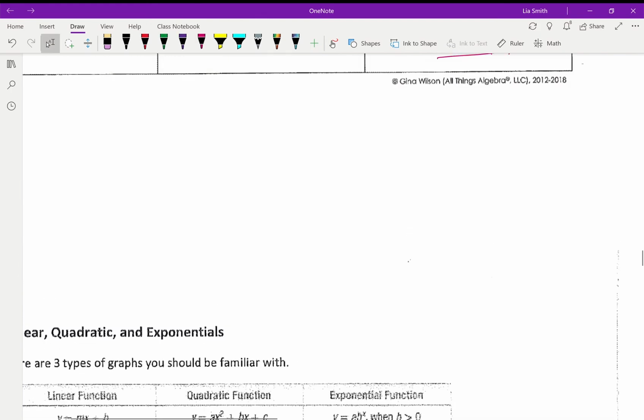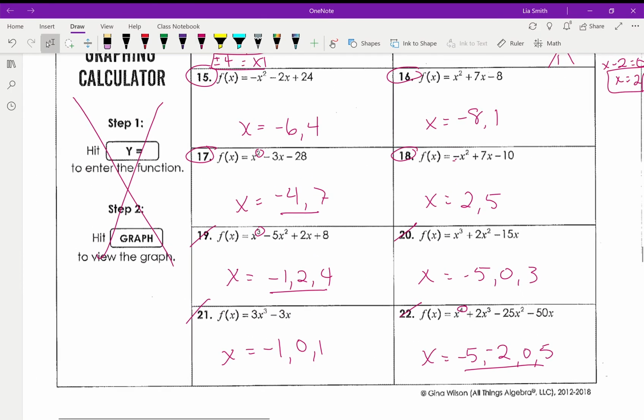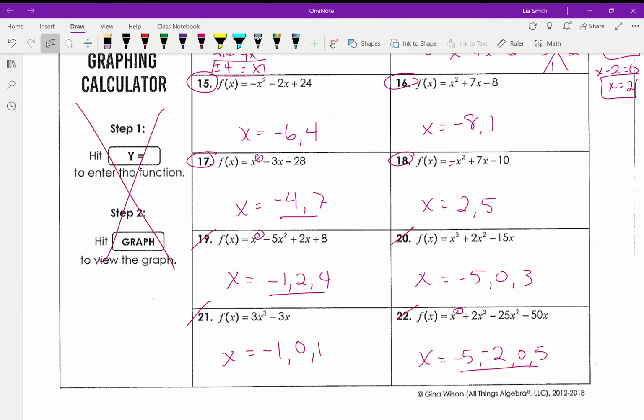Okay, and that is the end of our notes for day 2. So please go on to Math Excel and complete your practice problems.